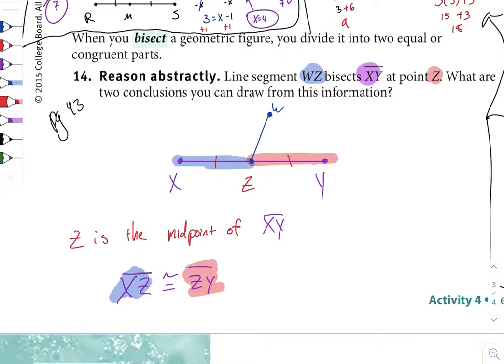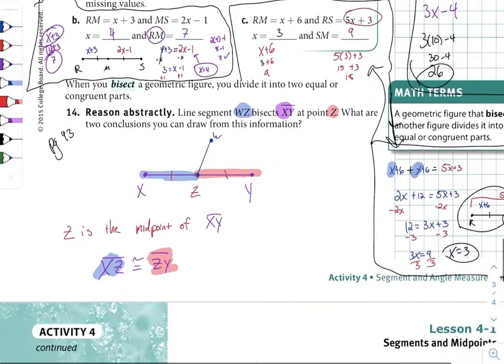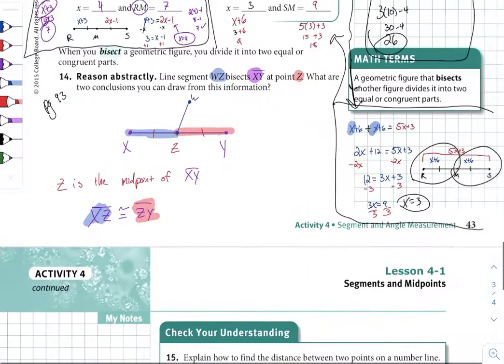Okay, so that's kind of just showing you that bisect is similar to saying midpoint. Bisect is anything that cuts a figure into two equal parts. In this case, Z is a bisector, which happens to be a midpoint. So they're similar, but a little different at the same time. A midpoint is always a bisector, but a bisector is not always a midpoint. It could be, with angles or with something other than just a line segment. So just a heads up.